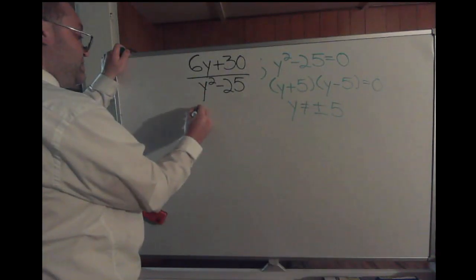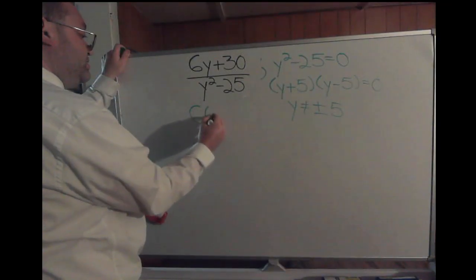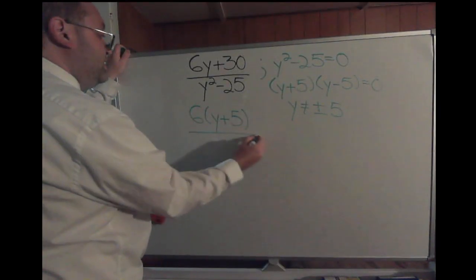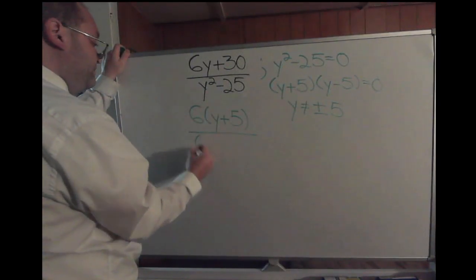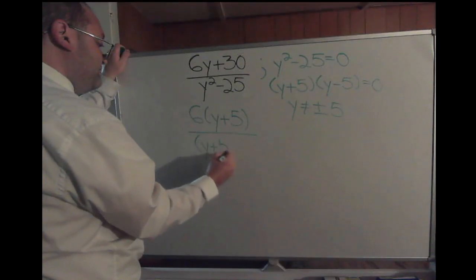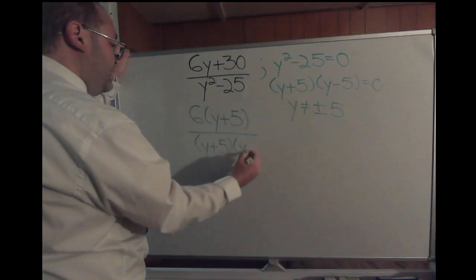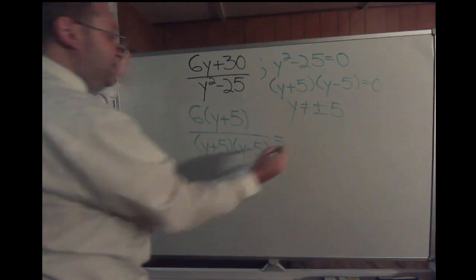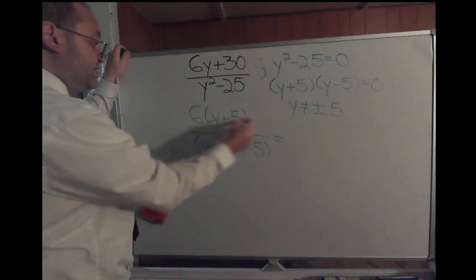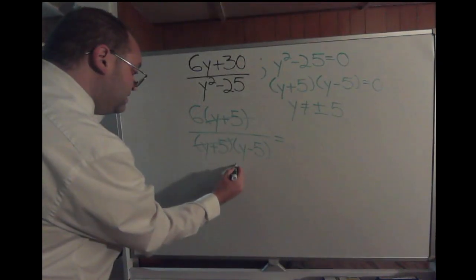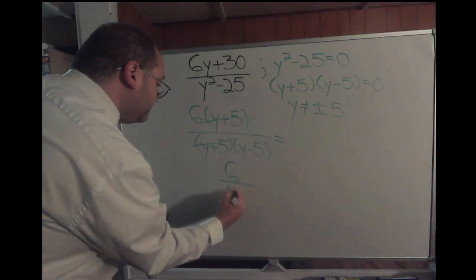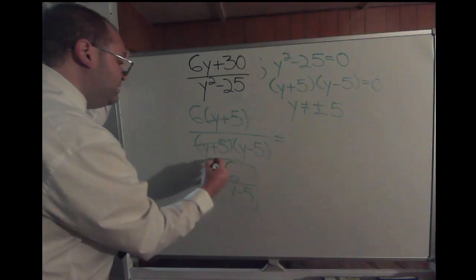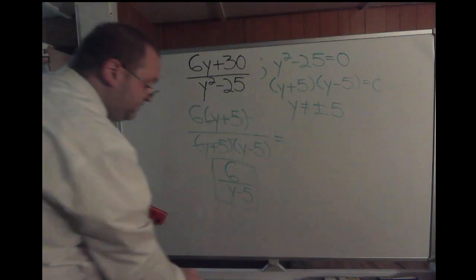6y plus 30, there's a common 6 that factors out. You would get the quantity of y plus 5. All over, then you factor out your y squared minus 25, you would get y plus 5 times the quantity of y minus 5. Well, between the numerator and denominator, there's a common y plus 5 that'll factor out, so let's go ahead and do that. Once you simplify, all you're left with is 6 over y minus 5. That would be the answer, 6 over y minus 5.